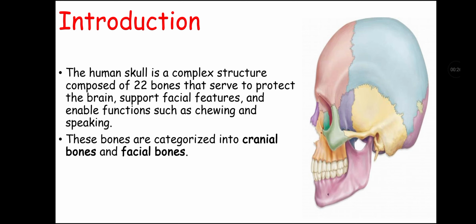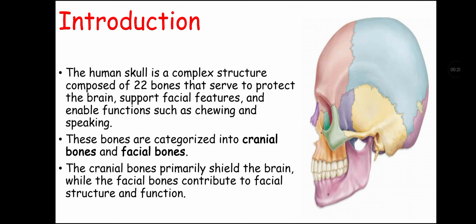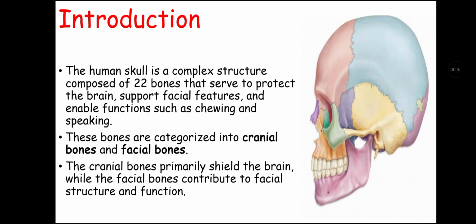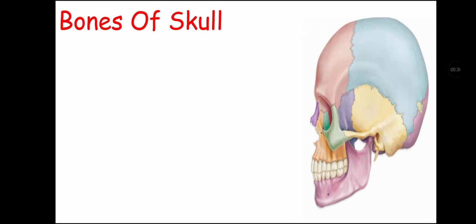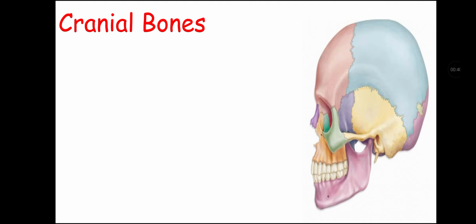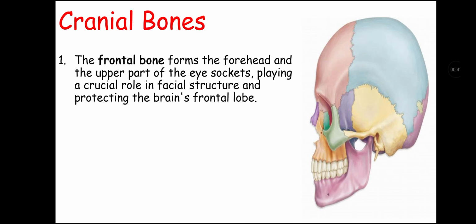These bones are categorized into cranial bones and facial bones. The cranial bones primarily shield the brain, while the facial bones contribute to the facial structure and function. First we will talk about the cranial bones, and then we will talk about the facial bones. So the cranial bones include the frontal bone that forms the forehead and the upper part of the eye socket, playing a crucial role in facial structure and protecting the brain's frontal lobe.